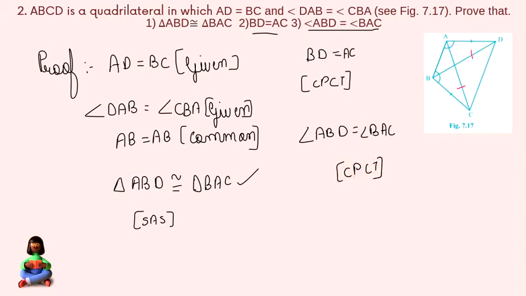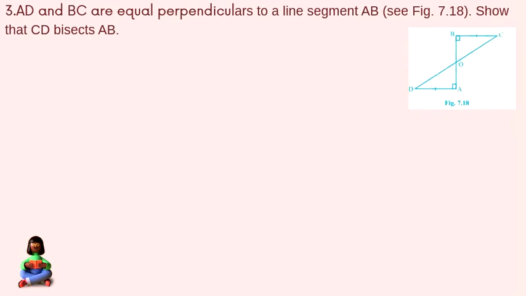Okay. Now the third question given to us is: AD and BC are equal perpendiculars to a line segment AB. Show that CD bisects AB. Now see, here we are given that BC and AD are two equal perpendiculars to the line segment AB. Angle B and angle A will be equal to 90 degrees. Now we have to prove that CD is bisecting AB.